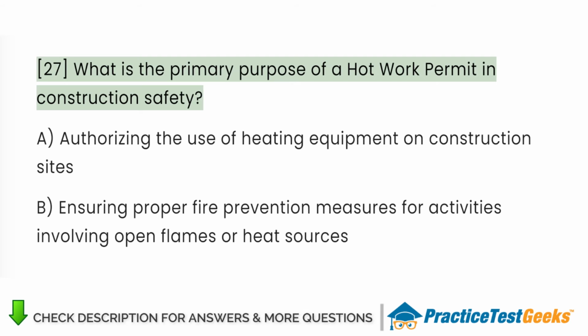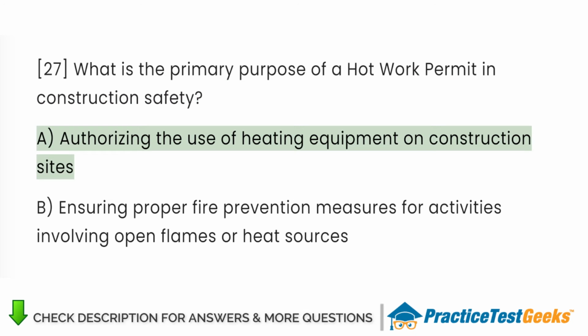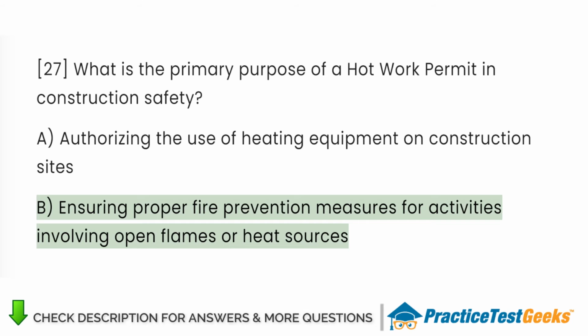What is the primary purpose of a hot work permit in construction safety? A. Authorizing the use of heating equipment on construction sites. B. Ensuring proper fire prevention measures for activities involving open flames or heat sources.